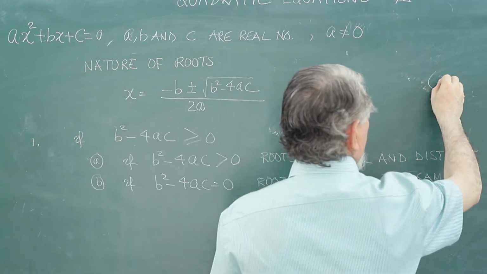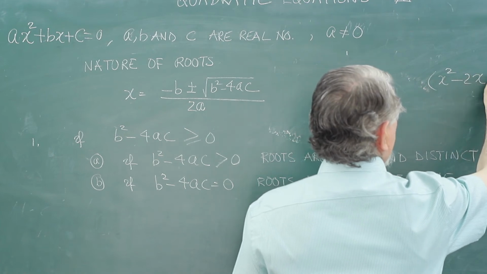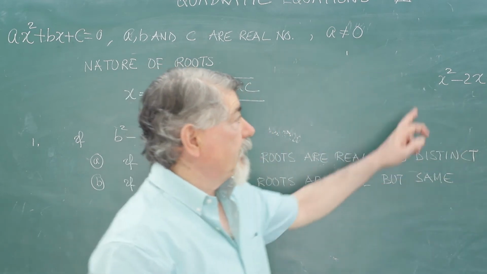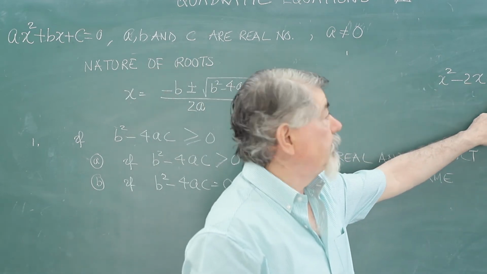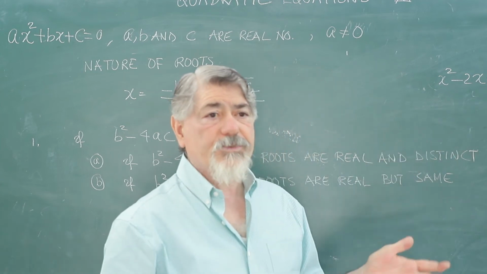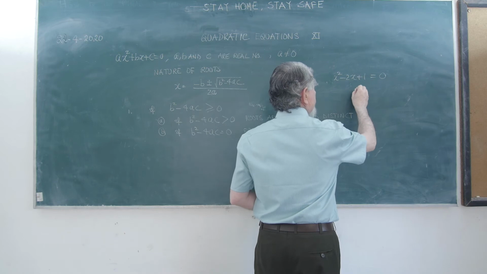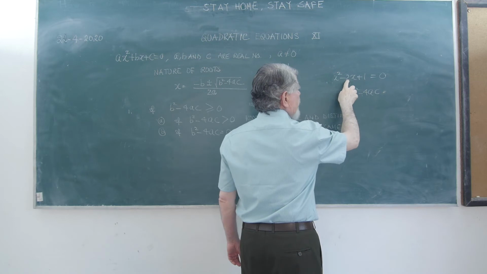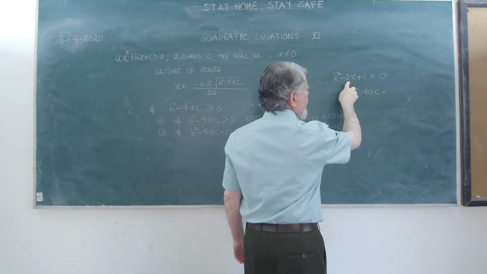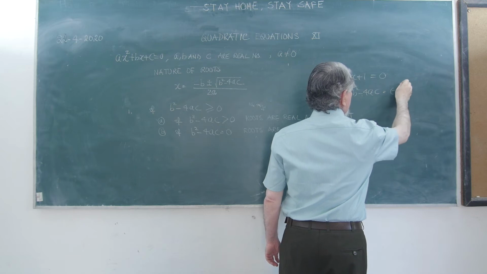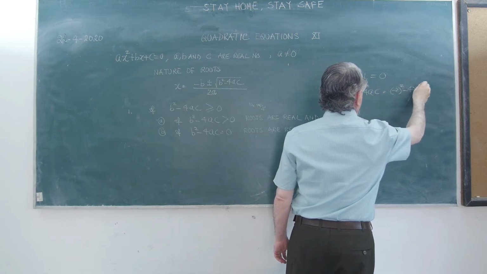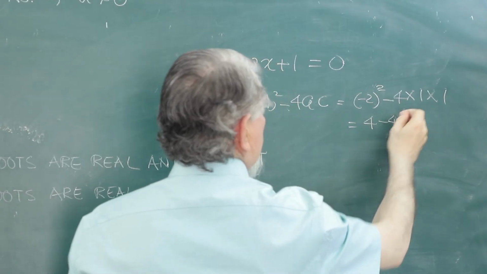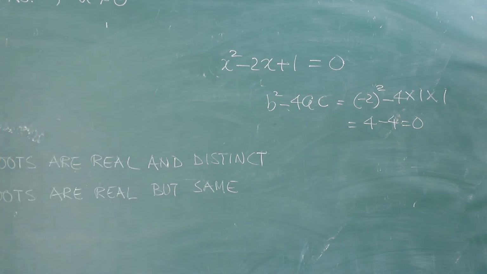If the equation comes to the form x square minus 2x plus 1 is equal to 0, which is a quadratic equation, because it has got x square term, it has got x term, it has got 1. If I take out b square minus 4ac, what is b square minus 4ac here? b square means square of the coefficient of x, minus 2 whole square, minus 4 into 1 into 1. So it will be 4 minus 4, that is 0. That means roots are going to be real and same.